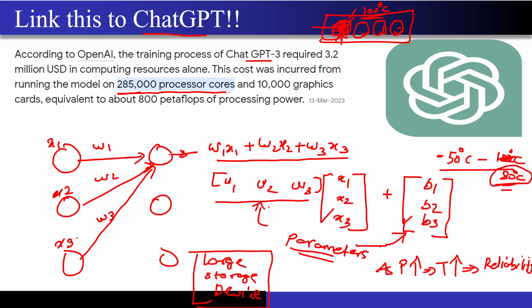2,85,000 processor cores it has used, and 10,000 GPUs, that is the 10,000 latest NVIDIA GPUs it had used. Correct? Now just assume that even if I am able to improve the power performance, that is the power consumption by 5%, if you calculate the effect on this total, the 2,85,000 processor cores and this 10,000 GPU cards from the NVIDIA, just you can see how much power you can actually save.